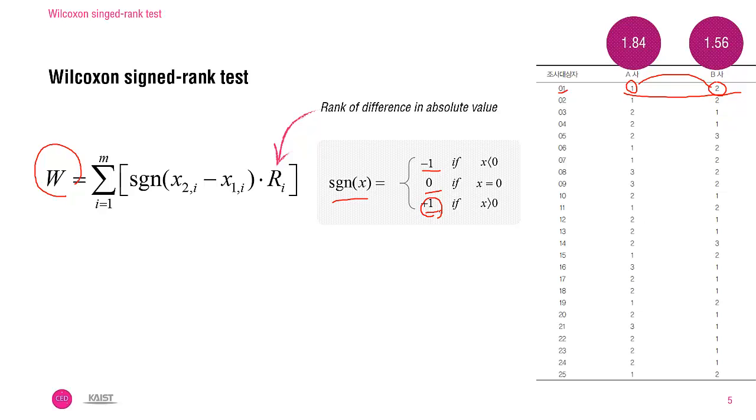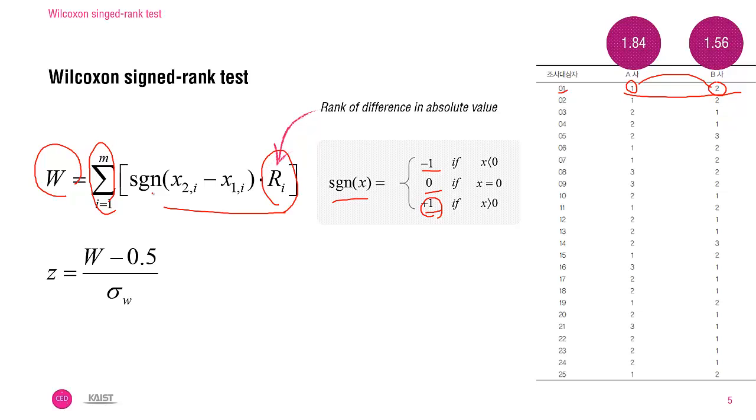And then we rank the differences. The size of the differences are compared in their absolute value. The rank of a difference in absolute value is then multiplied by the sign function. Then we add all. That's it.